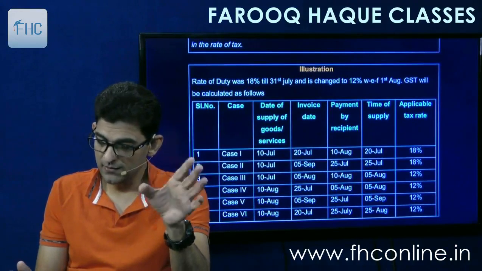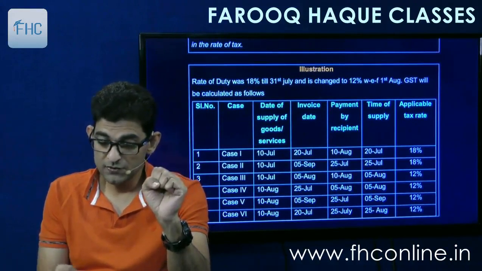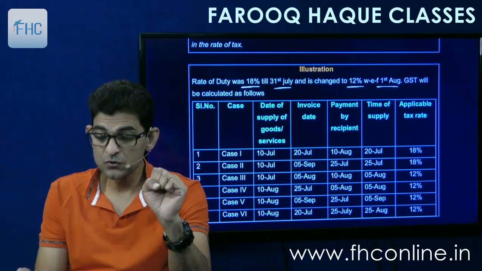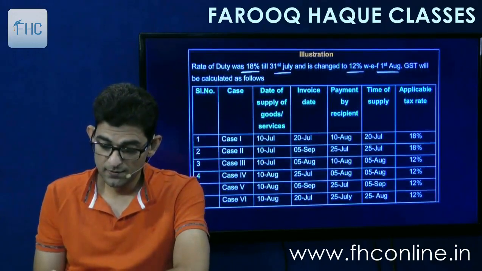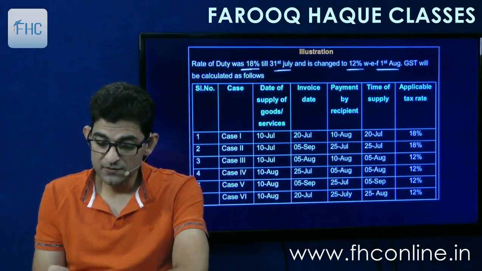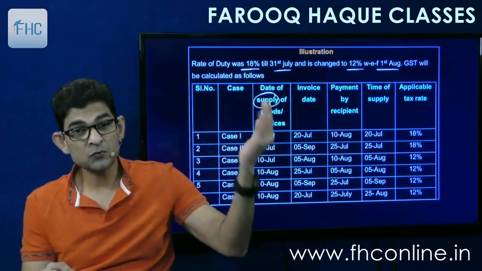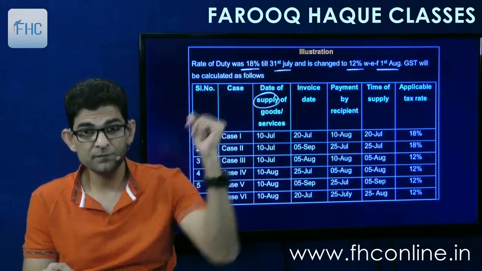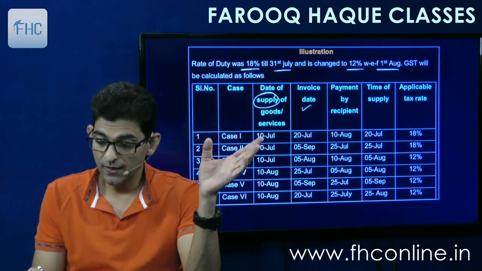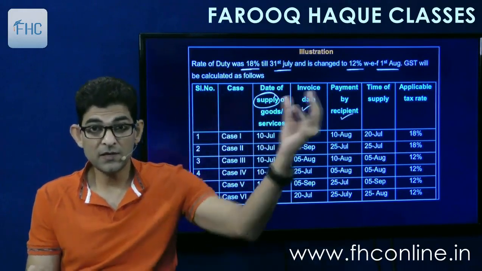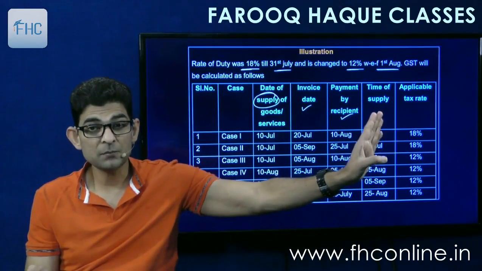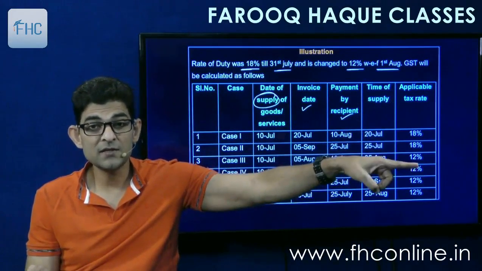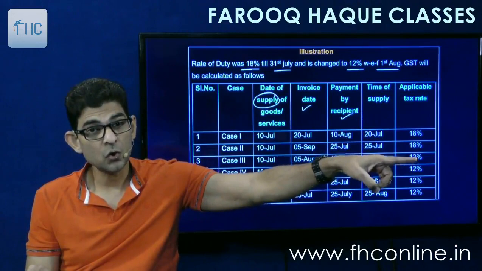And then there is another illustration given. The rate of duty was 18% till 31st July and changed to 12% from 1st of August. GST will be calculated as under. Now see, date of supply is given. So supply we have to see first whether it is before or after. Then invoice date and receipt date. 3 dates are given. These are the 3 variables that we have to see and decide the time of supply. And depending upon time of supply, we'll see which rate is applicable, the old one or the new one.